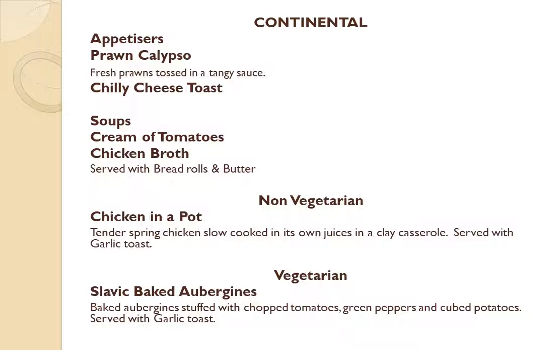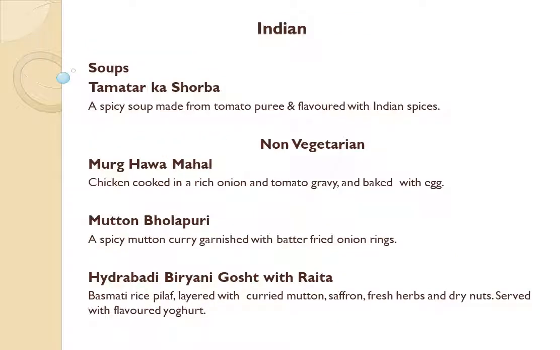In the vegetarian, we basically serve baked aubergines or baked brinjal, and this baked brinjal is supposed to be served with tomatoes and green peppers, and the basic accompaniment will be garlic toast.